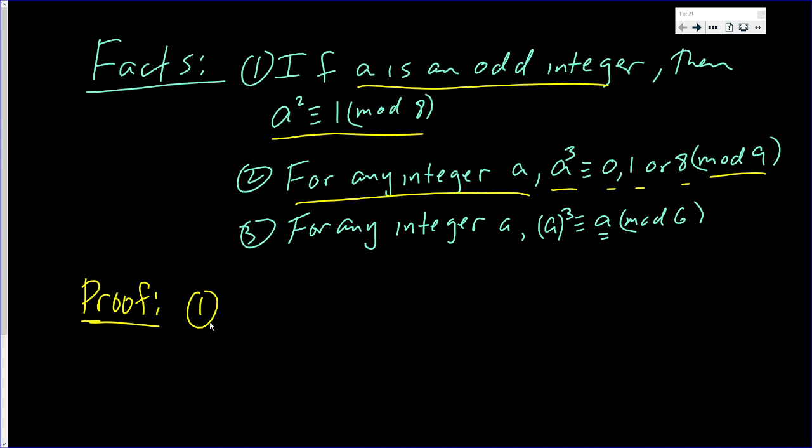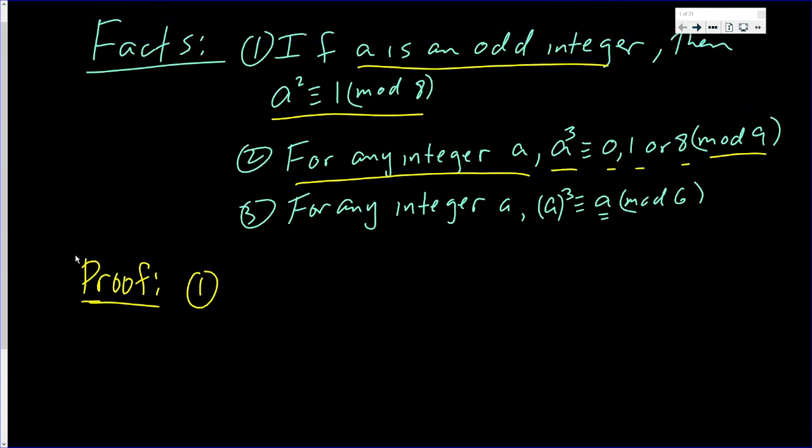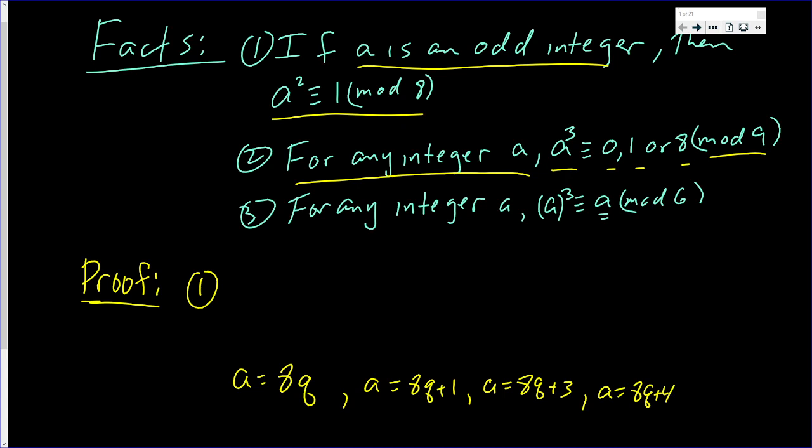It says if a is odd, then a squared is congruent to 1 mod 8. Well, we're doing things in mod 8, so we should think of a either being 8q with no remainder, or a is 8q plus 1, or a is 8q plus 3, plus 2 I left out, plus 8q plus 4, etc. all the way up to a is 8q plus 7.